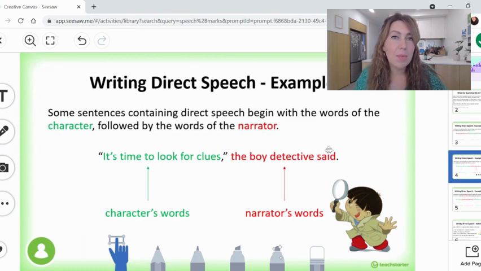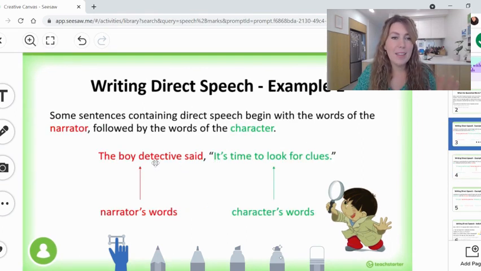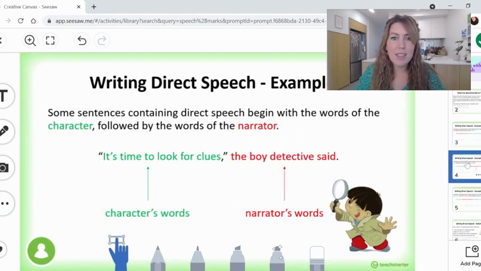Here's another example, because it doesn't always have to be with the narrator's words first. Sometimes the narrator's words follow the character's words. "It's time to look for clues," the boy detective said. So we've got the direct speech that the character is saying, the speech marks show exactly what they're saying, and then the narrator is telling us who said it.